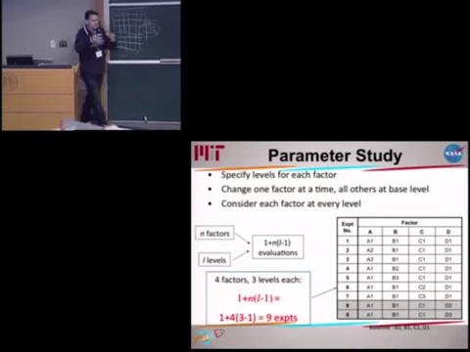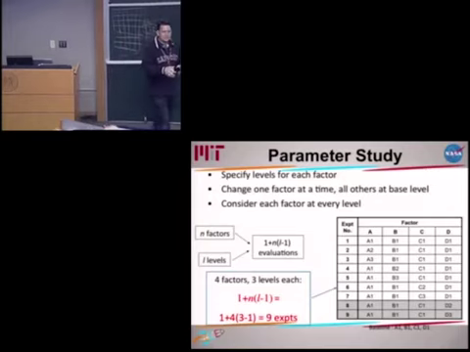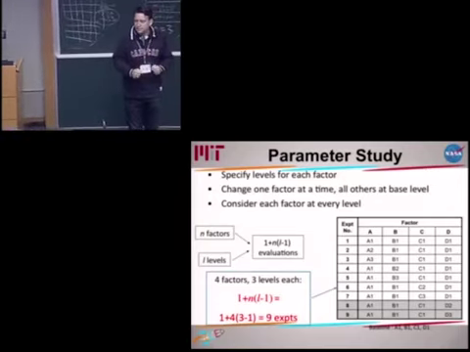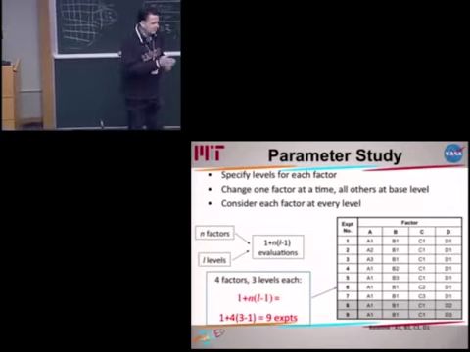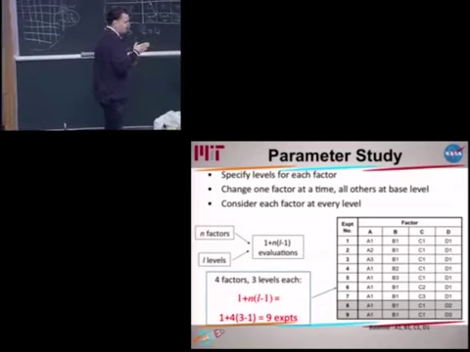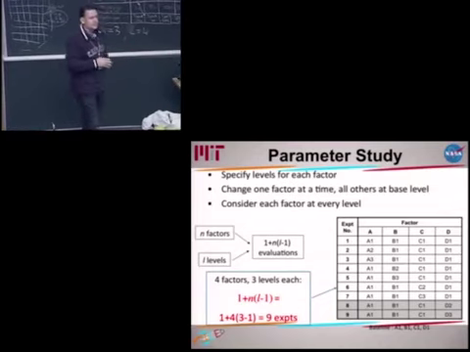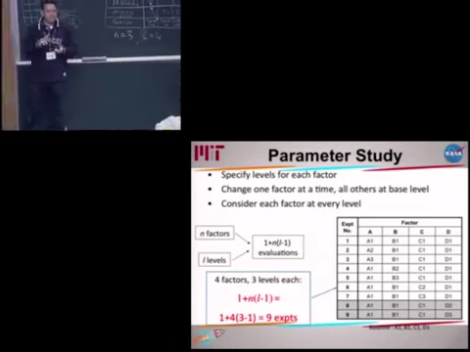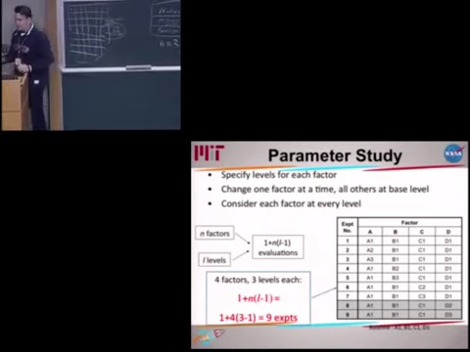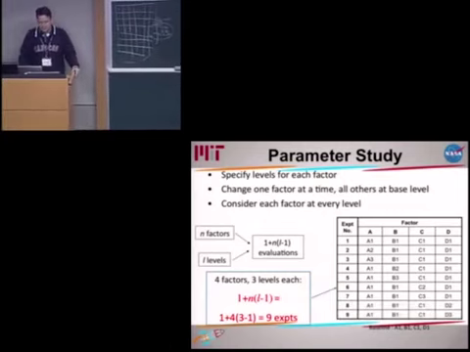So it's basically picking a point in the design space as your baseline, right? Then you're going to look at A. Then you're going to look at B. Then you're going to look at C and D. But you're missing a lot of combinations. But that's known as a parameter study.